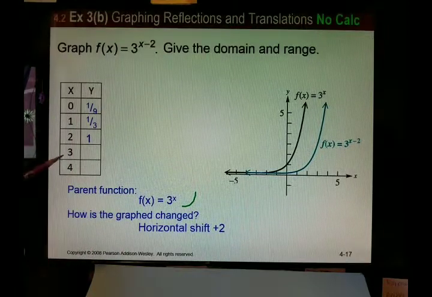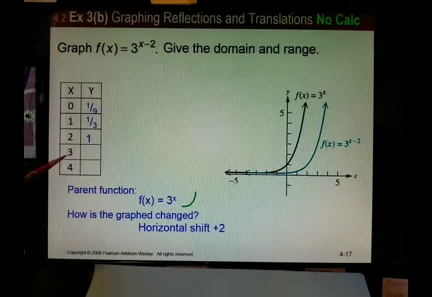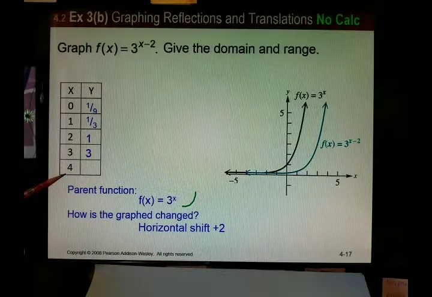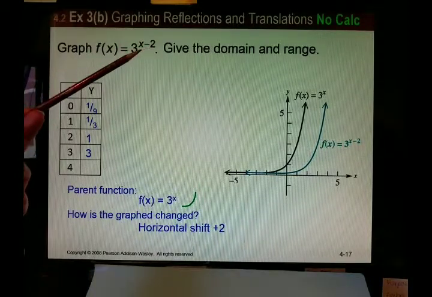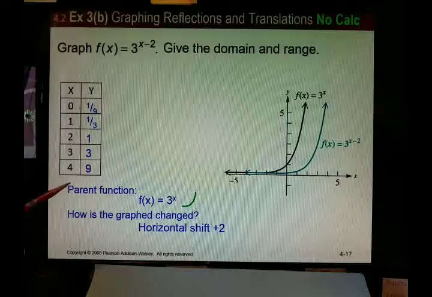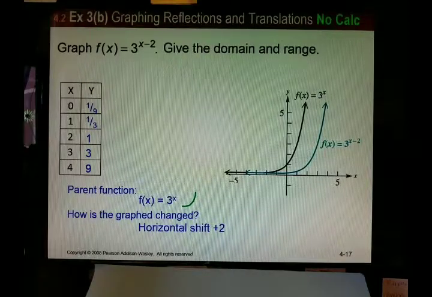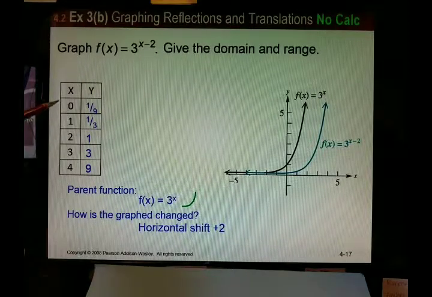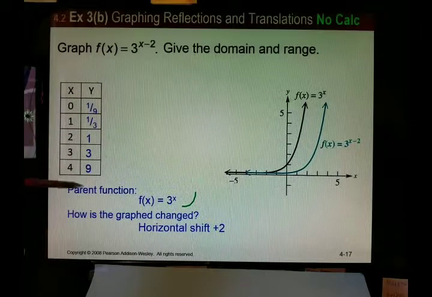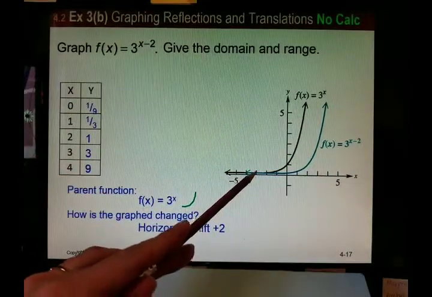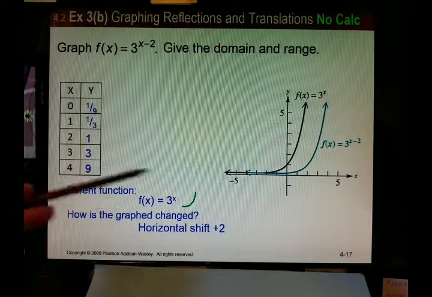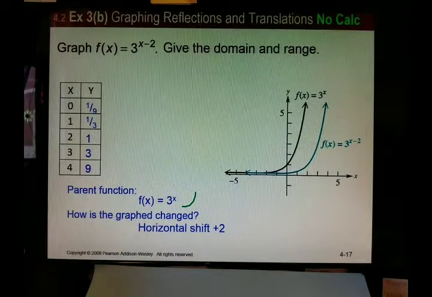Take it to the third power. 3 minus 2 is 1. 3 to the first is 3. Take it to the fourth power. 4 minus 2 is 2, so 3 to the 2 is 9. And again, some of the problems in your test and homework ask you to fill in these y values for the table and then a multiple choice graph. Some of them you're using the parent function and then you're doing all the shifting, horizontal shifts, vertical shifts, and so forth.